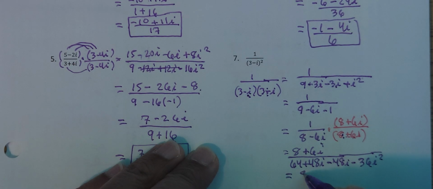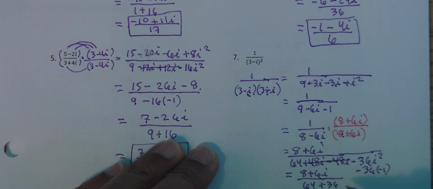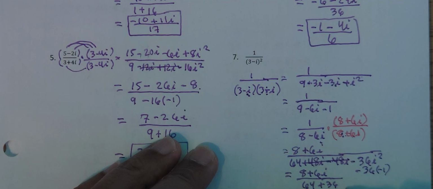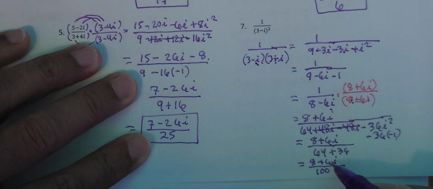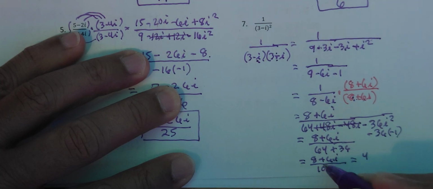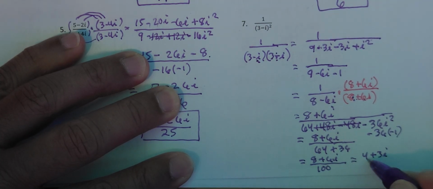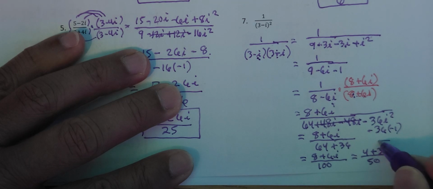So then the numerator stays as 8 plus 6i, but then 48i minus 48i, they cancel. So then this is 64, and we know that this is negative 36 times negative 1, which becomes positive 36. So then this is equal to 8 plus 6i over 64 plus 36, that's 100. And then let's see, GCF of 8, 6, and 100, the highest we can think of in this case is 2, because 2 goes into 8 4 times, 2 goes into 6 3 times, so this becomes 3i, and 2 goes into 100 50 times. And this cannot be simplified any further, so this is our final answer for this problem.